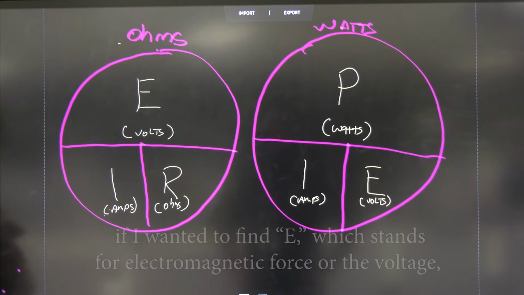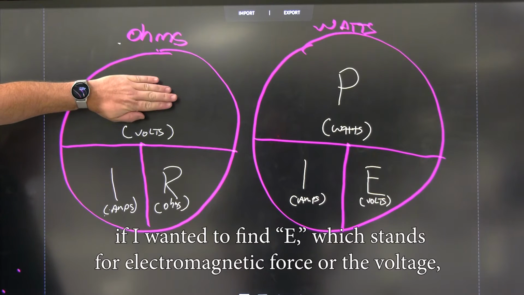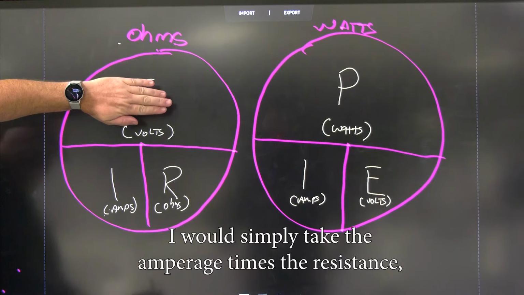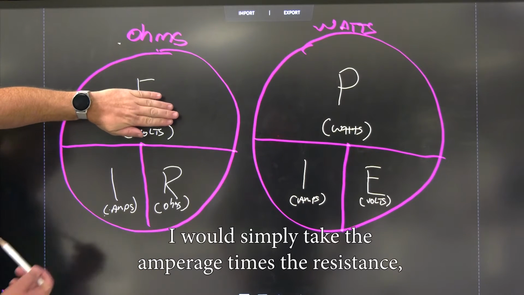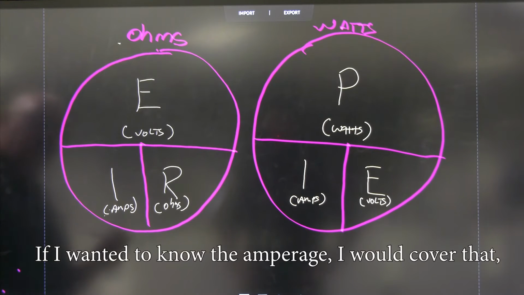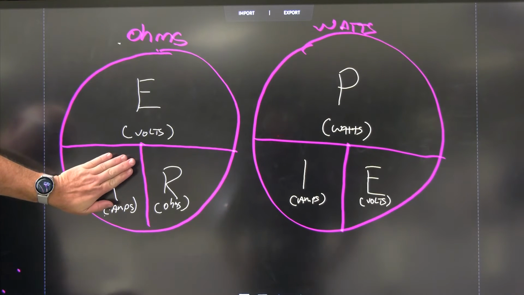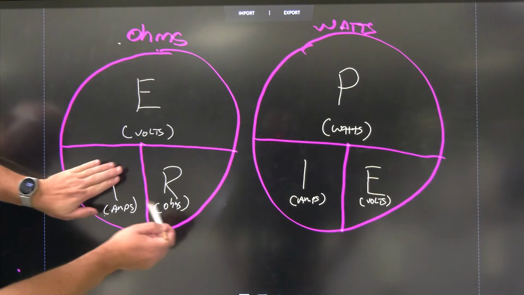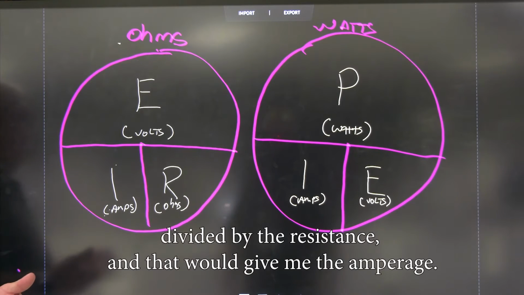For example, if I wanted to know E, which stands for electromotive force or the voltage, I would simply take the amperage times the resistance, and that would give me the voltage. If I wanted to know the amperage, I would cover that, and I would simply take the voltage divided by the resistance, and that would give me the amperage.